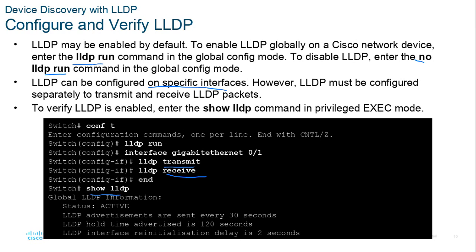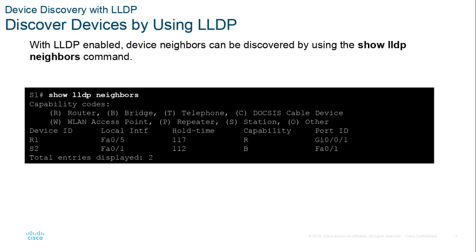Then we can type show lldp and see some details about the configuration on that particular device. Just like typing show cdp neighbor, I can type show lldp neighbor, and look at this, I get a chart that's very similar to what I saw with show cdp neighbor. I can see that this is switch S1, connected to R1's G0/0/1 port through his local interface FastEthernet 0/5.